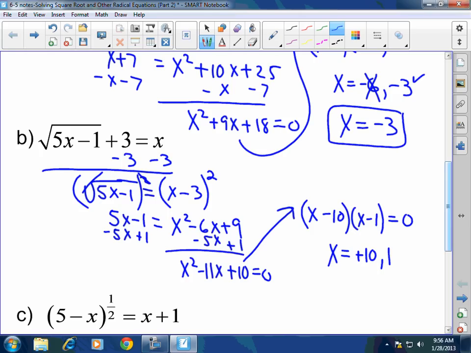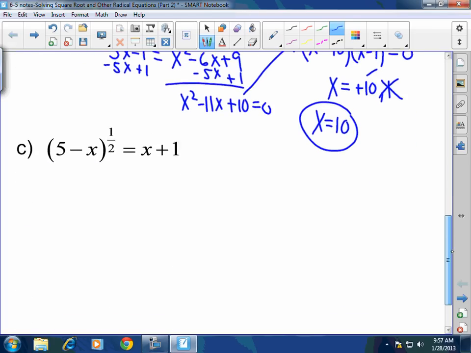And now, again, I have to plug this in. So, okay, when x is 10, 5 times 10 is 50. 50 minus 1 is 49. The square root of 49 is 7. 7 plus 3 is 10, so 10 works. When it's 1, 5 times 1 is 5, minus 1 is 4. The square root of 4 is 2. 2 plus 3 is 5, not 1. So 1 is extraneous. So only 10 works here, gentlemen.